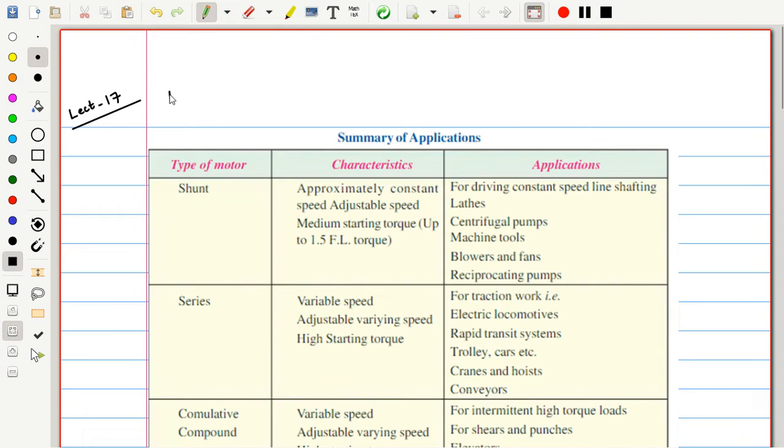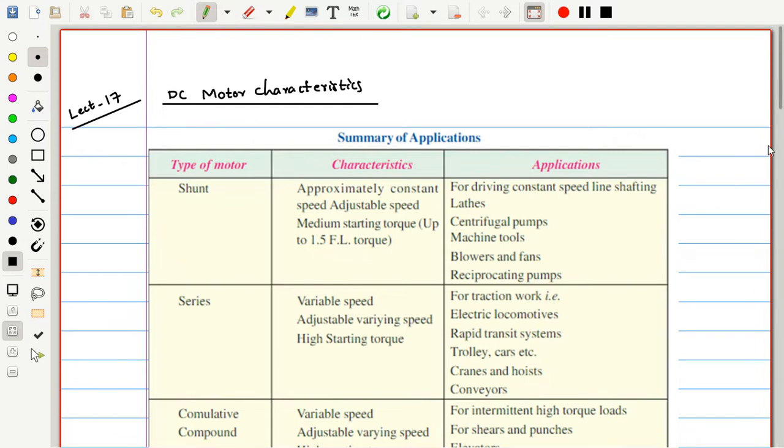In the last class we discussed the DC motor characteristics, and in this class let us explore the application of the DC motors based on the type of motors and other characteristics, and also see some problems related to it, up to the efficiency calculations, right?